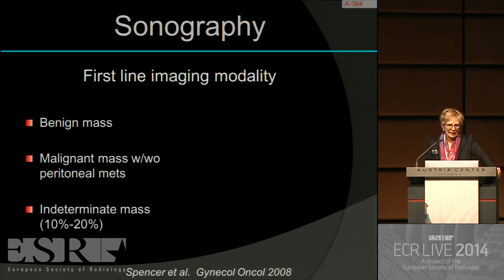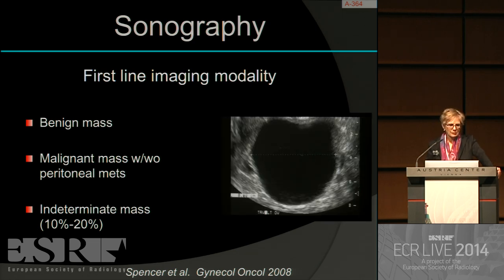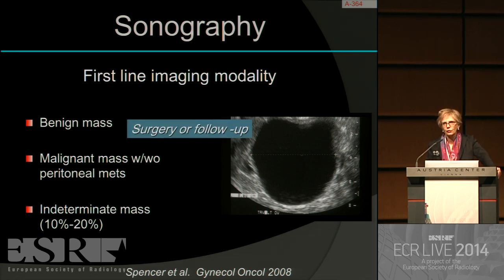For a long time, sonography has been established as the first-line imaging modality to assess the ovaries, and it also guides further treatment or imaging. For instance, if we have a mass like this that is clearly benign, here the patient should go for either follow-up by sonography or surgery.